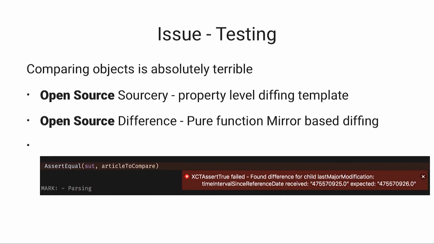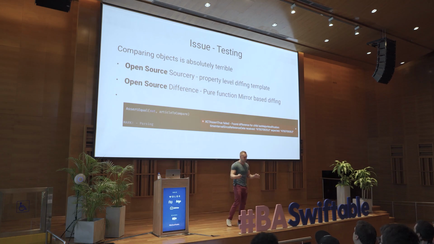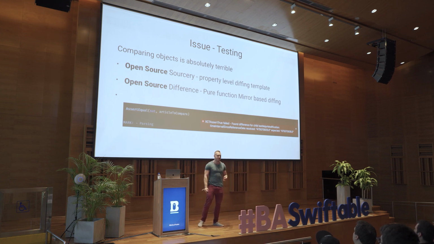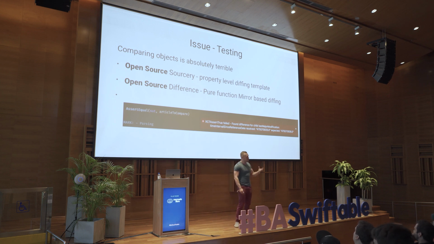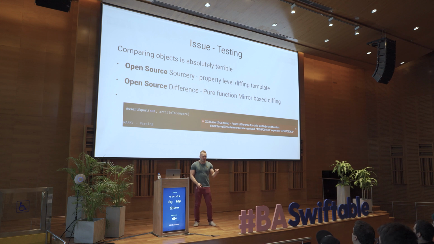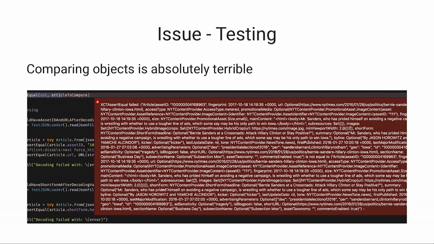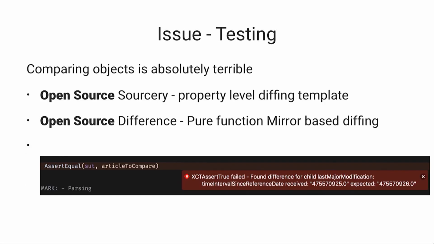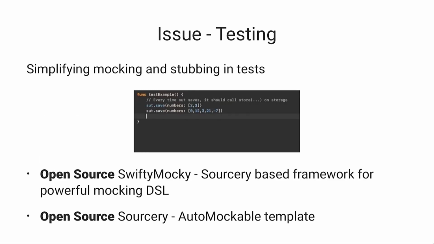There are actually two things I built. Sorcery has a property level diffing template. So for each type that you want, it will generate property level diffing, so it can tell you exactly what is wrong. And I also built, if you don't want to use Sorcery for some reason, there is no good reason, you can use Difference, which is a micro framework I built using the Apple-provided Mirror type. And it does the same thing. It basically gives you, this is the same code, by the way. So the difference between this and this, it's a matter of including that single micro framework. So that is really powerful and can make your life much easier.